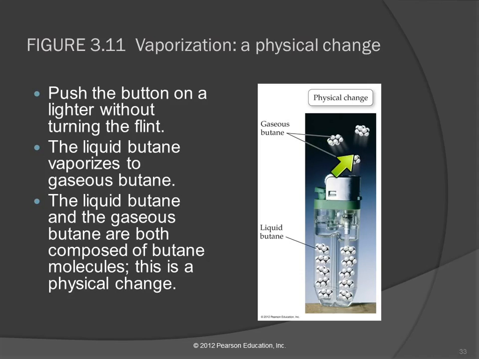Has it changed its appearance? Yeah, it's in the gas form now. It looks invisible. It doesn't have an odor. You can't see it. It looks like it disappeared. But those molecules are still there, and they haven't changed.